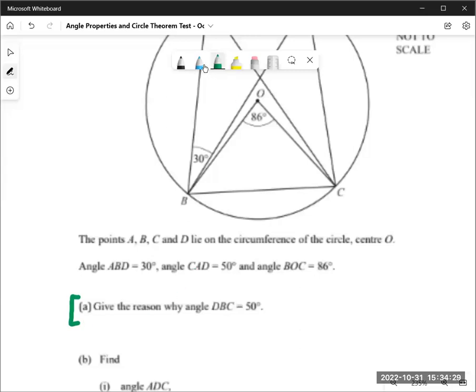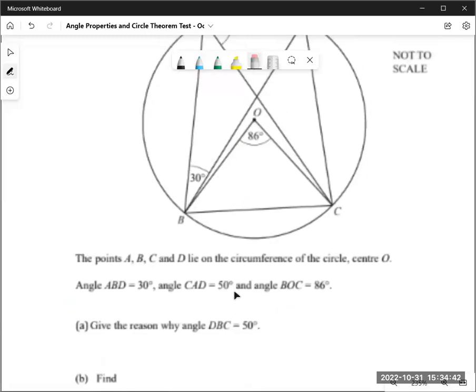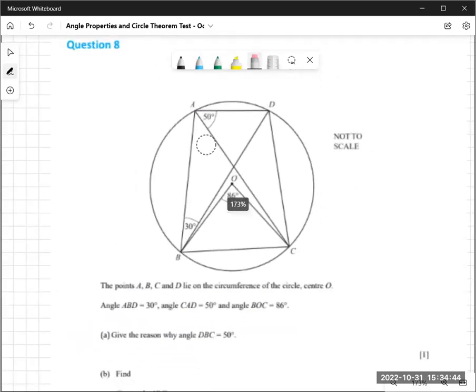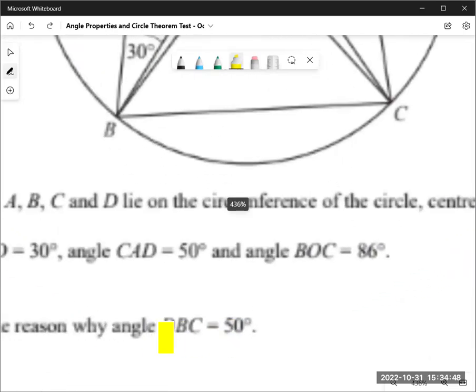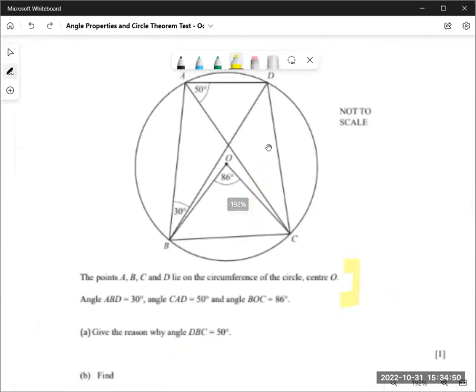The points A, B, C, and D lie on the circumference of the circle with center O. Not that one, only the highlighted part. Part A: give the reasons why angle DBC equals 50 degrees. Now we know all of this part is given in the diagram, so we can use it. They're asking why angle DBC is 50. Where is DBC?